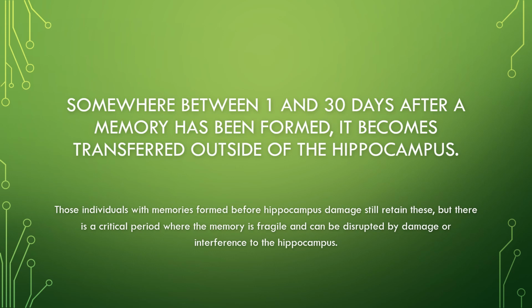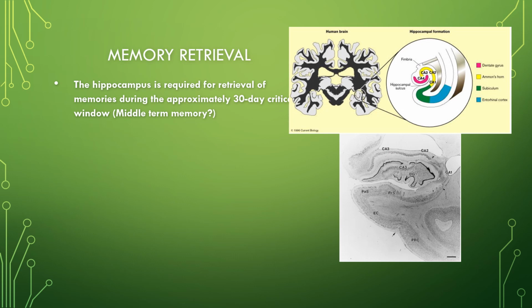So if an individual has damage before hippocampus damage, they retain these. But in this critical period where the memory is in this replay mode, then the memory can really easily be disrupted, especially from consolidating that memory. So what all of this comes together to tell us is that the hippocampus is really important for the retrieval of memories for a critical window of time that lasts about 30 days.